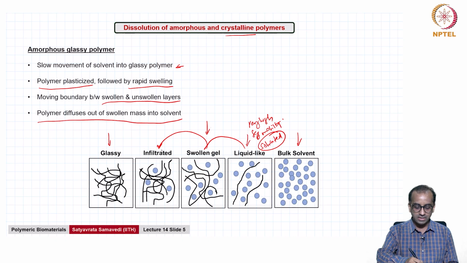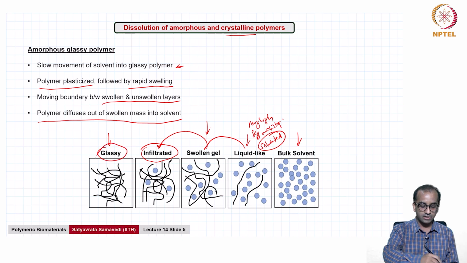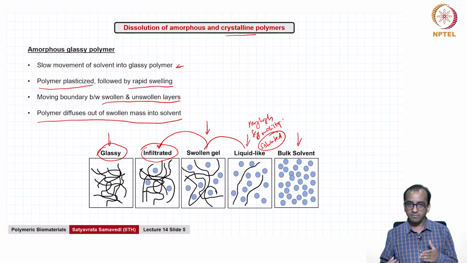And you go further inside, you go to the infiltrated layer, where solvent has indeed penetrated, but the chain-chain interactions are still dominant there. And eventually it will become swollen with more solvent penetration. To the final region where you have only glassy polymer which we are trying to dissolve.